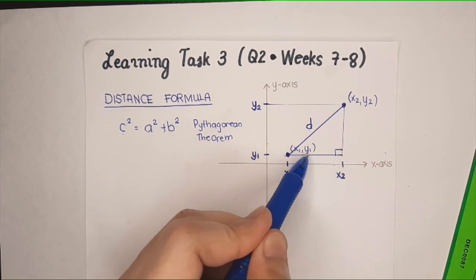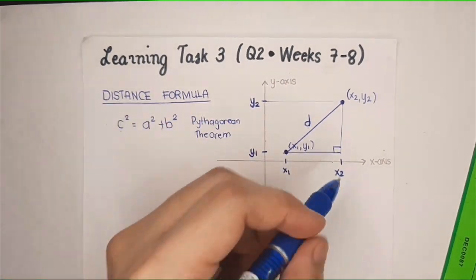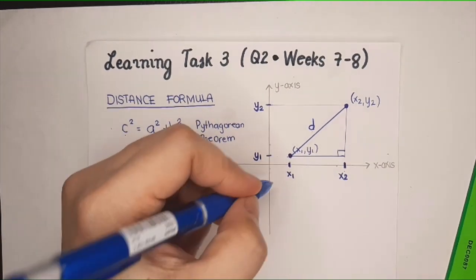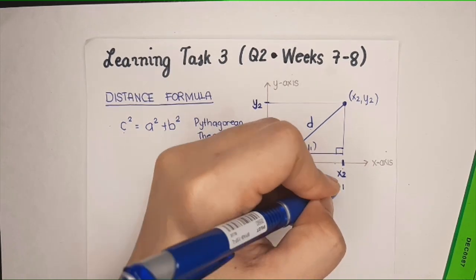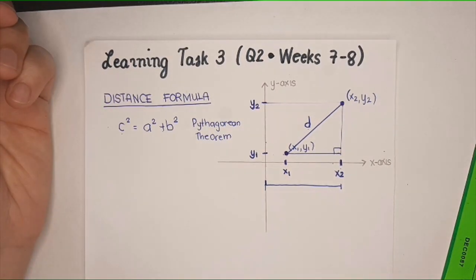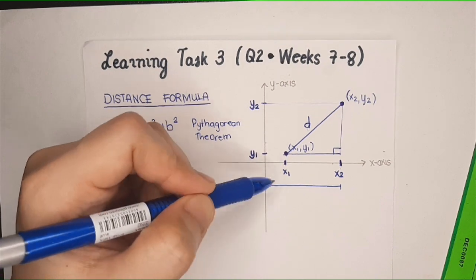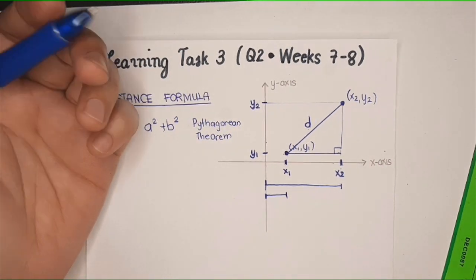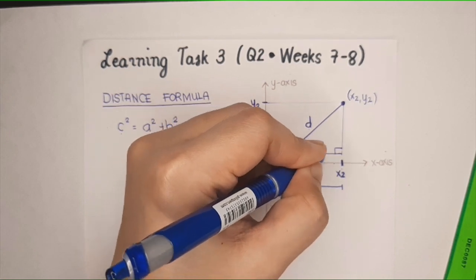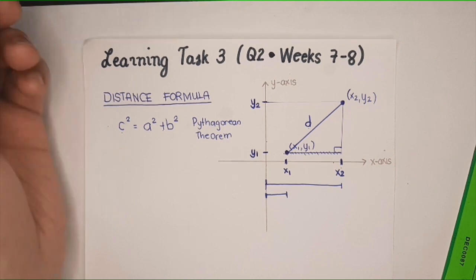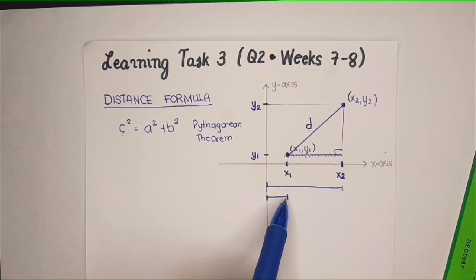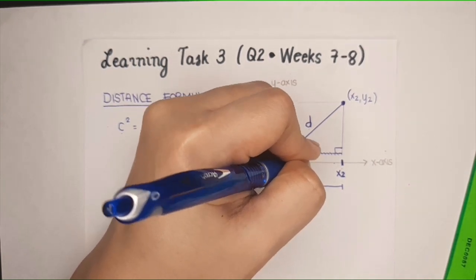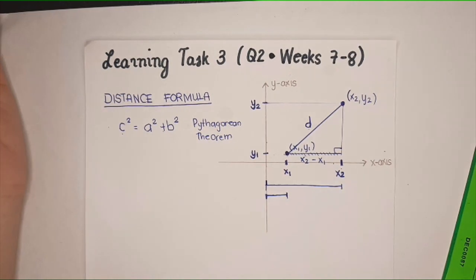How long is this side? This one is x sub 2, and this one is x sub 1. The measure of x2 is from this point up to this point, and x1 is from here up to here. So if I ask you how long this side of the triangle is, it is simply x2 minus x1. So the length is x sub 2 minus x sub 1.